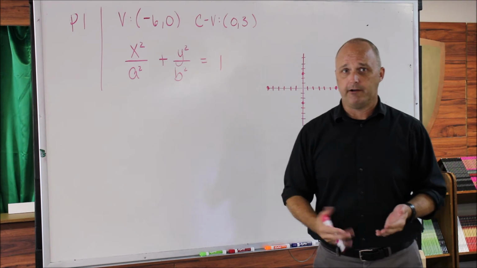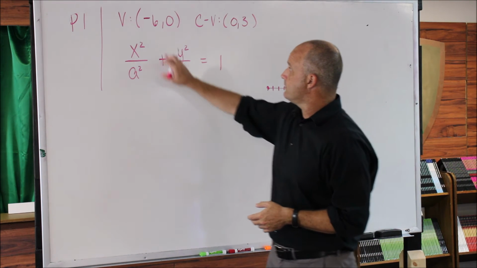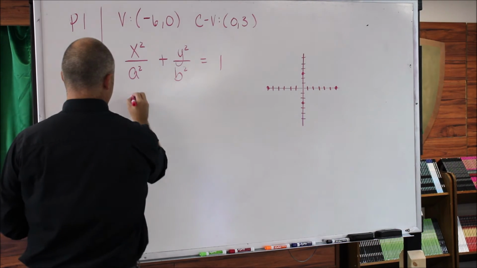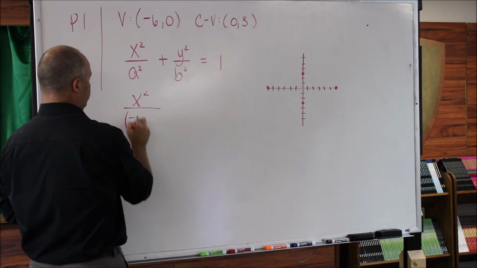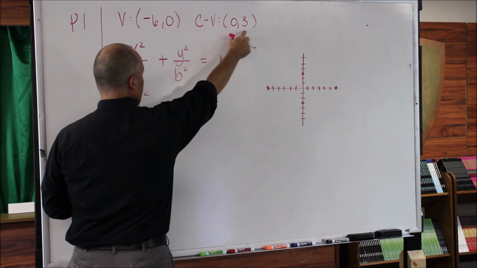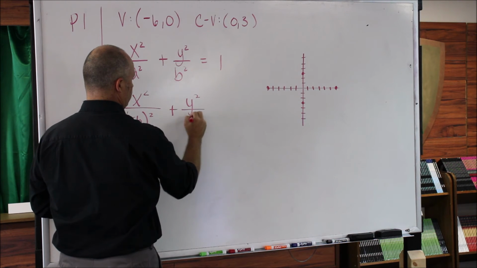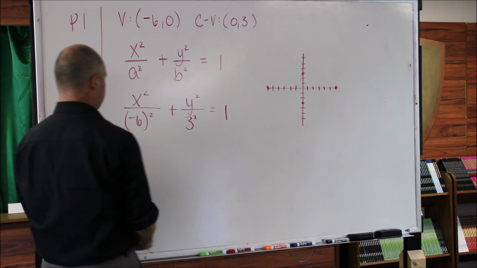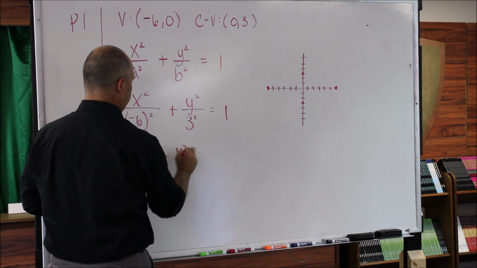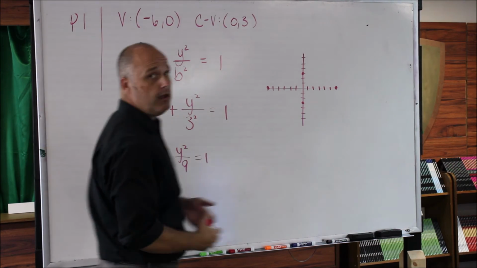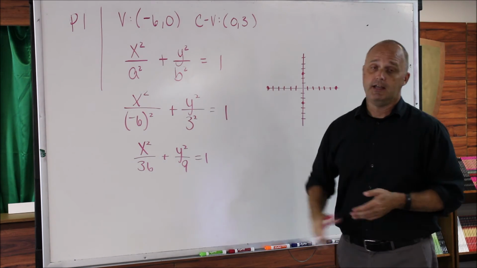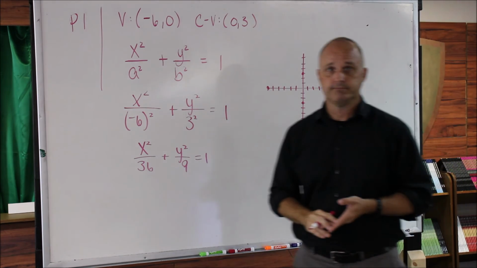Now it's pretty simple from here on out. Since I know that the vertex is the a value, I'm just going to plug that in for a. So this becomes x squared over -6 squared plus y squared over b squared, which is 3 squared. And that's set equal to 1. x squared over 36 plus y squared over 9 equals 1. And that right there is how you're going to find the equation for a horizontal ellipse given both its vertex and its co-vertex.